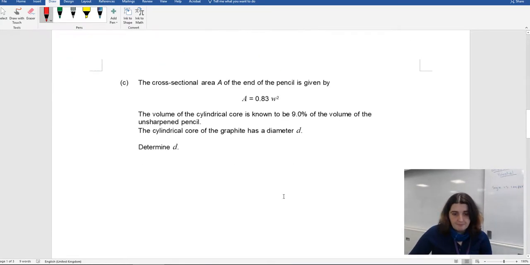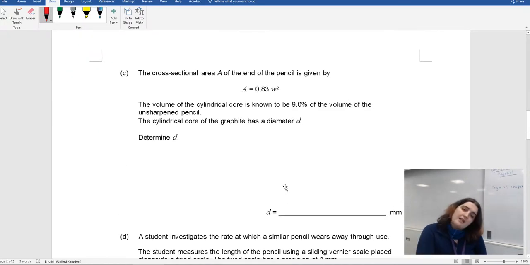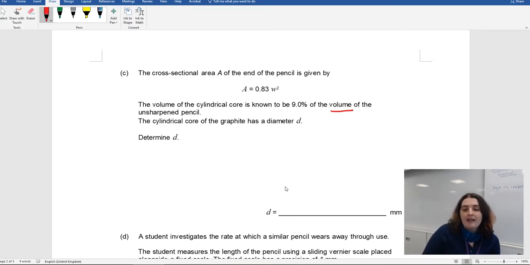Okay. So the cross-sectional area at the end of the pencil is given by 0.83 W squared. The volume of the cylindrical core is known to be 9% of the volume of the unsharpened pencil. What is the diameter of the core? So if it's 9% of the volume, and the pencil wood and the graphite have the same length, it also means it must be 9% of the area.